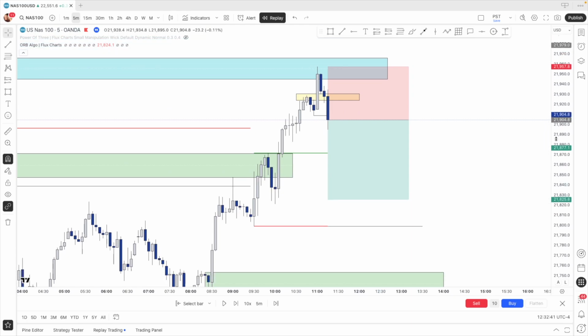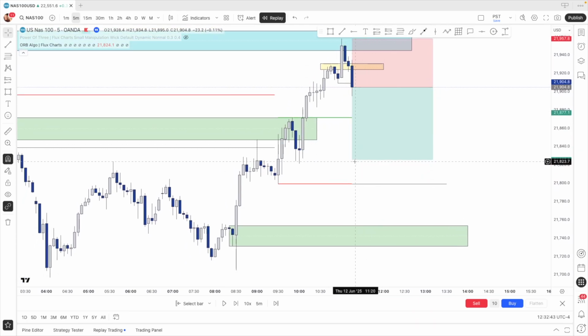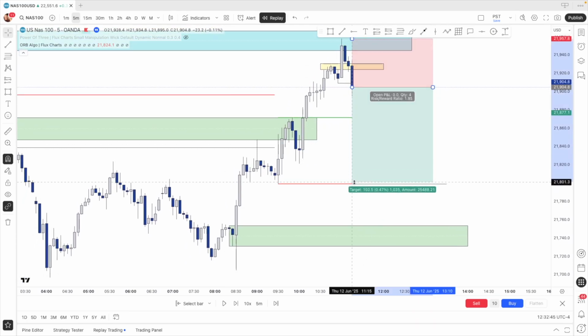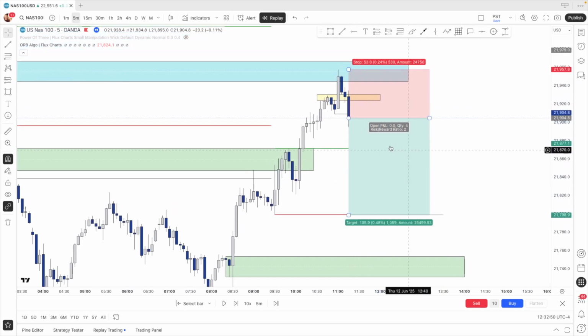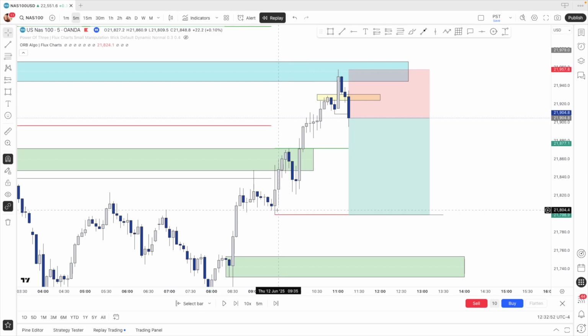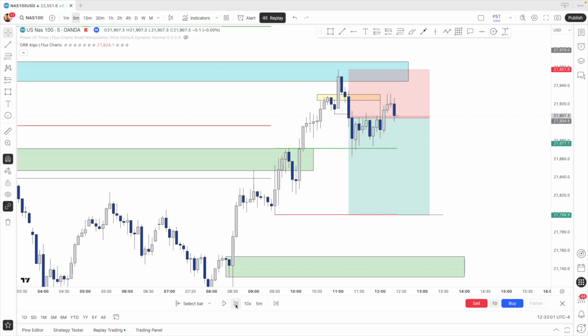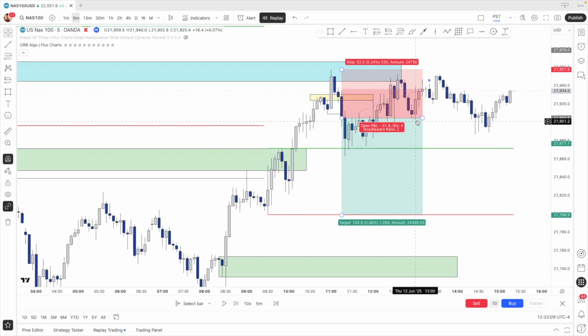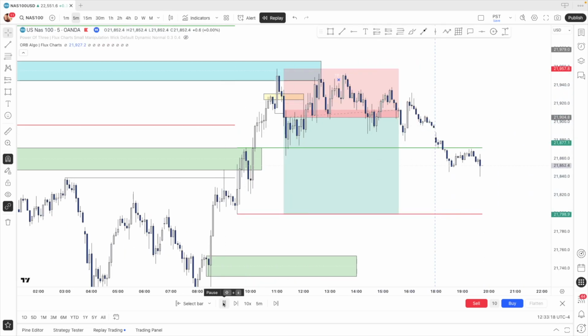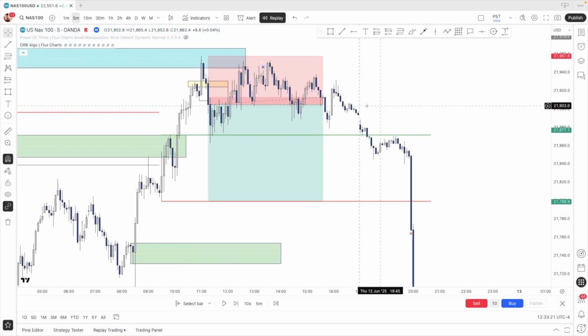Let's see if we get it. If we get this one nice and quick, we can target all our way down to here, and that will give us a 1 to 2 risk to reward trade. Perfect with this low right over here. So let's quickly see what happens. And there you go.